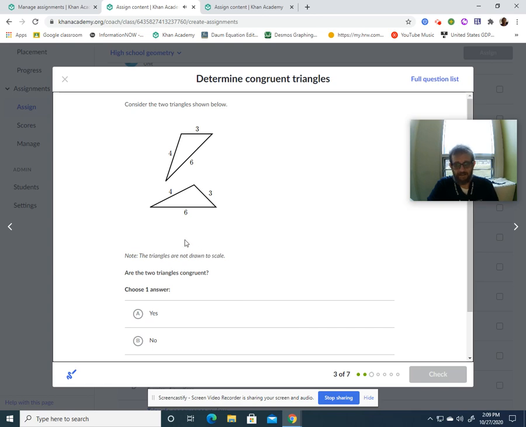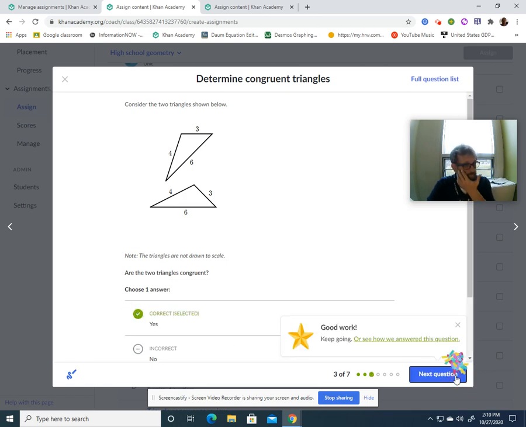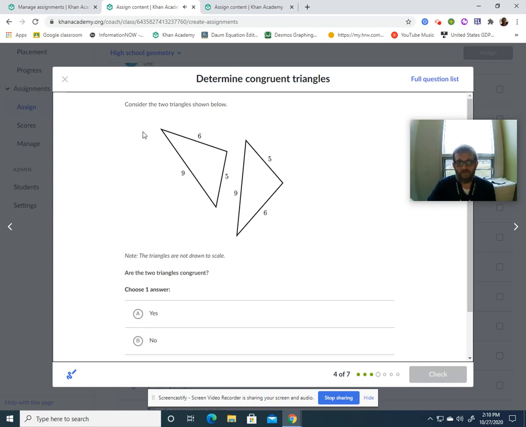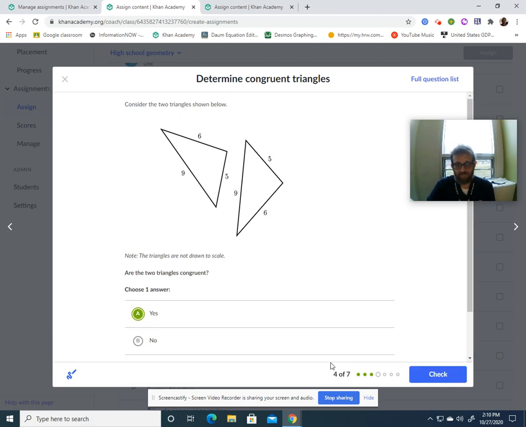All right? Okay, side, side, side. I'm told that side matches, that side matches, that side matches. Side, side, side is congruence. Those are congruent. All right, side, side, side. Side matches, side matches, side matches. Side, side, side. Those are congruent.